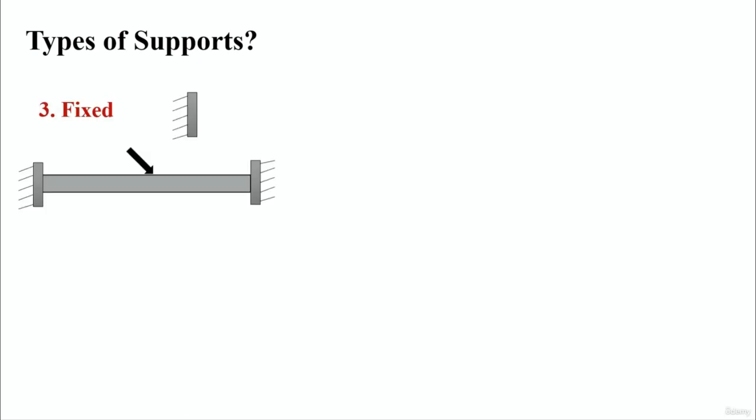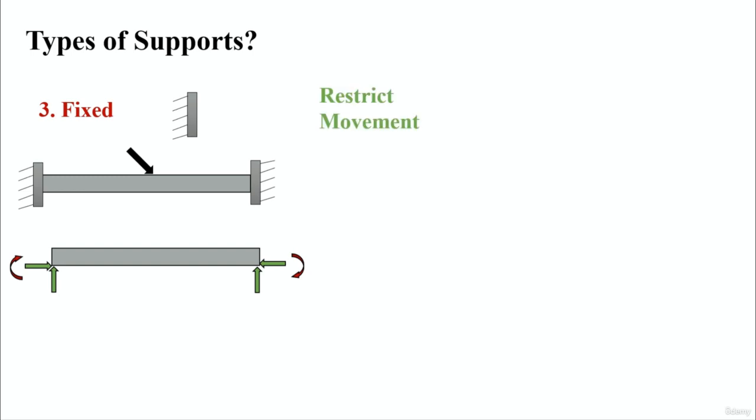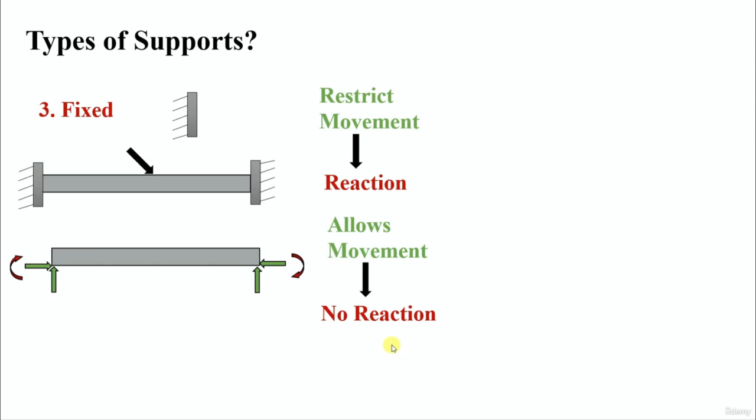Next one is fixed support. So in fixed support, we will be having horizontal reaction, vertical reaction as well as moment. Since the fixed support restricts all the three movements, we will be getting all the three reactions. So this is the mantra for this support. When the support restricts the movement, there will be a reaction. When the support allows the movement, there will not be any reaction.